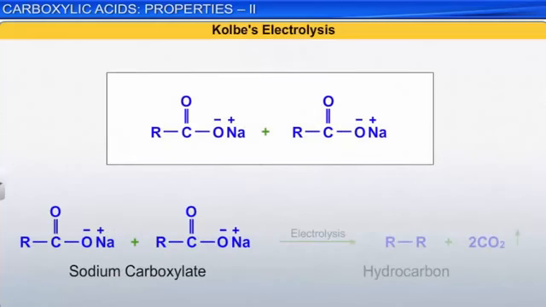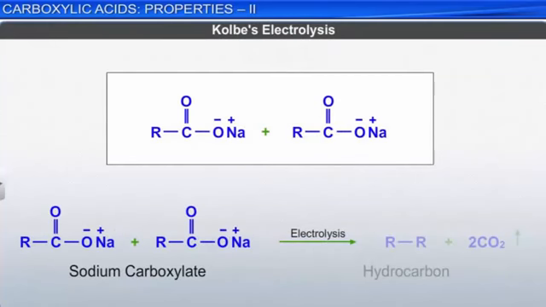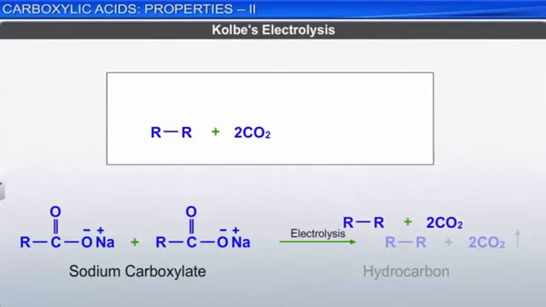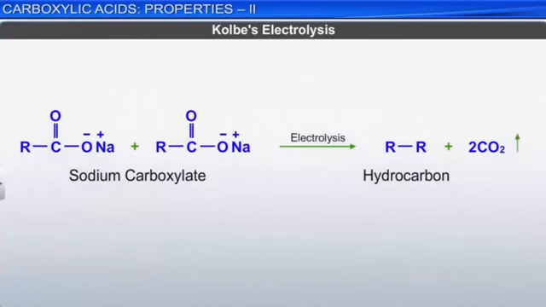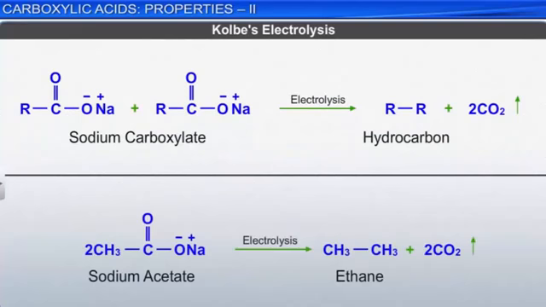Kolbe's electrolysis of the sodium or potassium salt of carboxylic acids gives hydrocarbons with twice the number of carbon atoms present in the alkyl group of the acid. For example, the electrolysis of a concentrated aqueous solution of sodium acetate gives ethane at the anode.